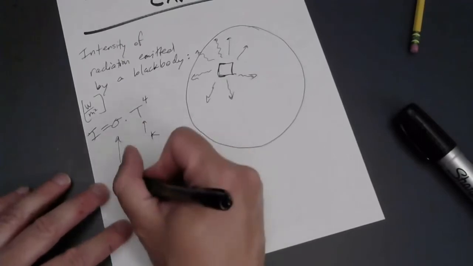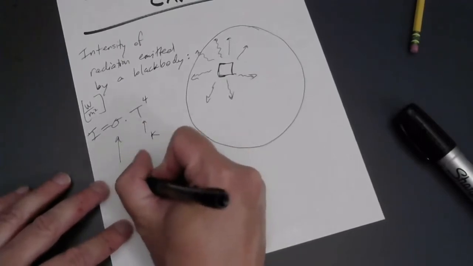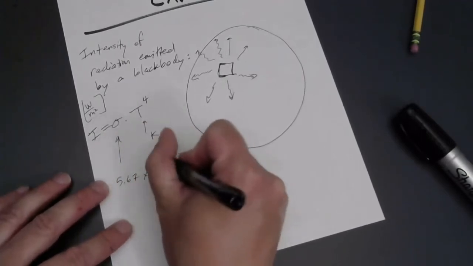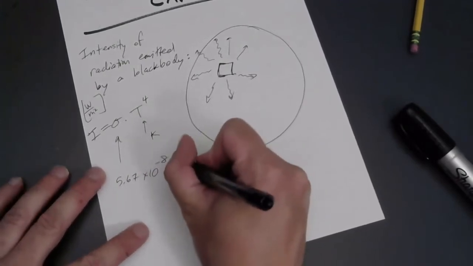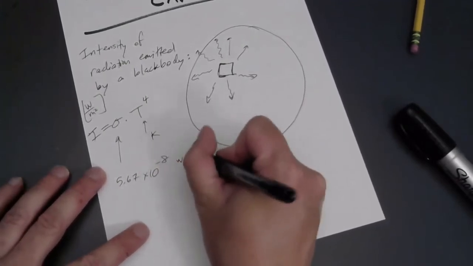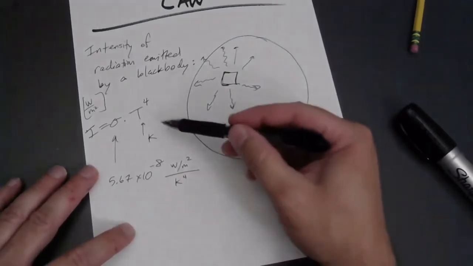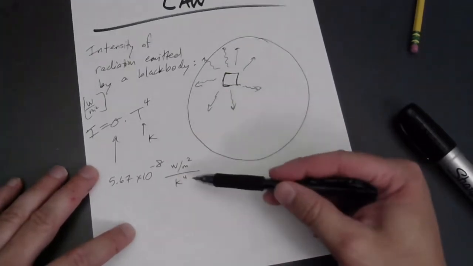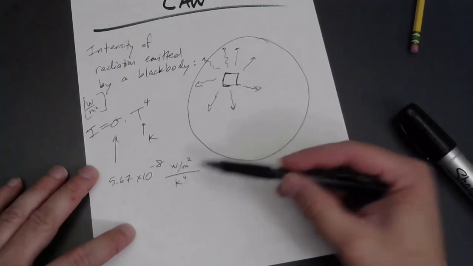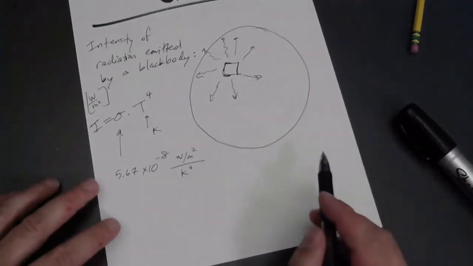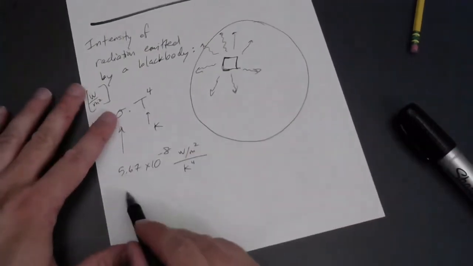This number here would be 5.67 times 10 to the negative 8th watts per square meter per Kelvin to the 4th power. That way, when you plug in your kelvins to the 4th power, those units cancel these, and what you get is the watts per square meter. And that's called the Stefan-Boltzmann constant.